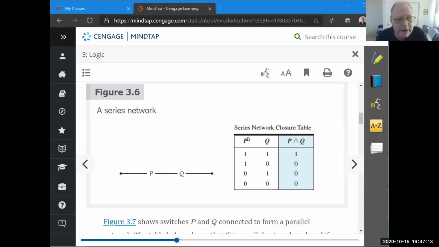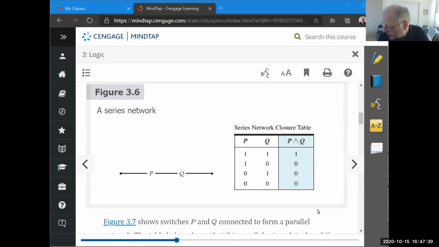So here's an example of a closure table. The circuit is only closed. Electricity can only flow if both P and Q, both switches, are closed. So P and Q have to be closed. P and Q is true if they're both true. You draw the table like this, and it shows you all the situations where the network is closed.